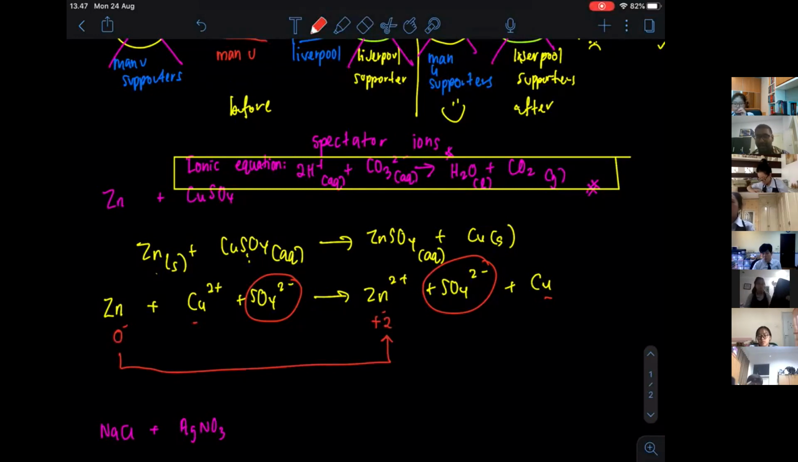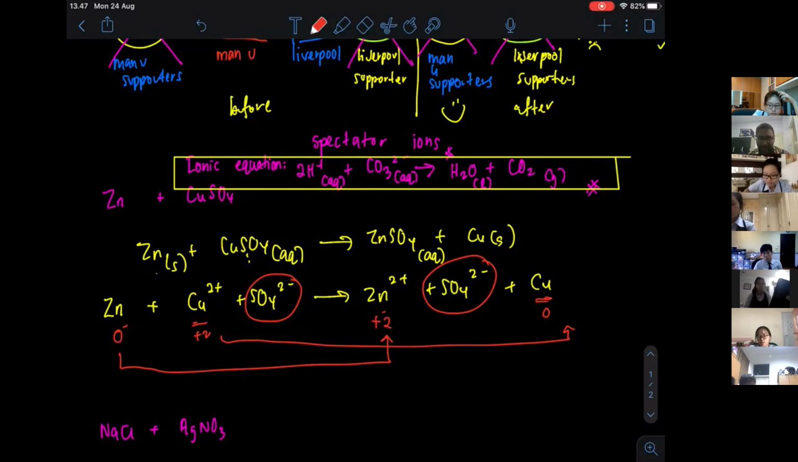Zinc is going to be oxidized, and from here this is plus 2 and this is going to be 0. And I know that copper 2 plus is going to be reduced over here, because of the decrease in oxidation number. Why I'm teaching you this: later, I'm going to show you one trick to balance an equation using this method. Later I'll show you.